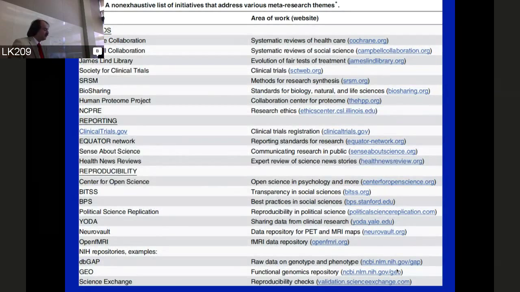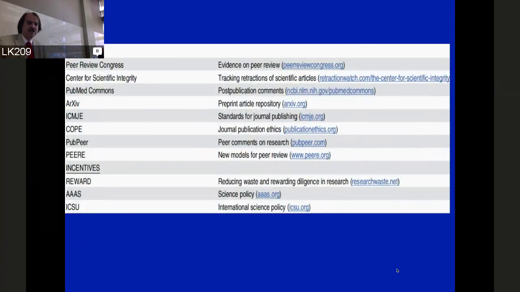Open fMRI, along the same lines, the repository for data for fMRI. Lots of NIH repositories, some of them have been very successful over a number of years, starting with dbGaP and GEO and Science of Change and so forth.